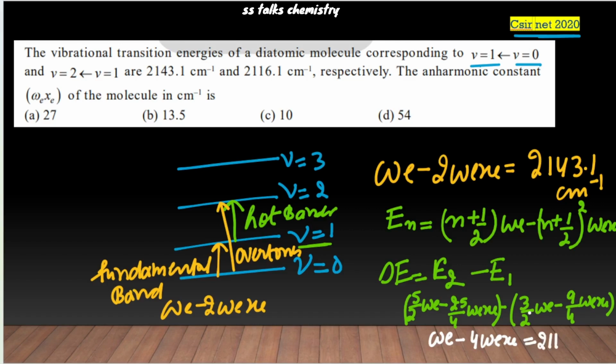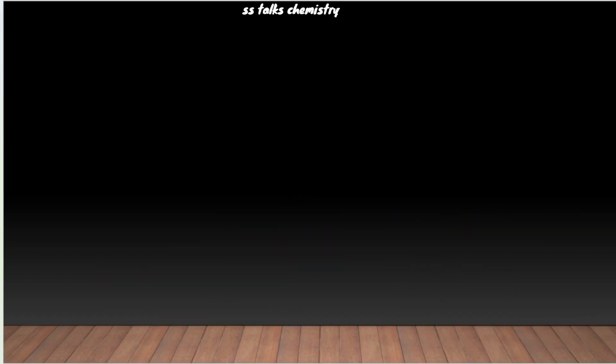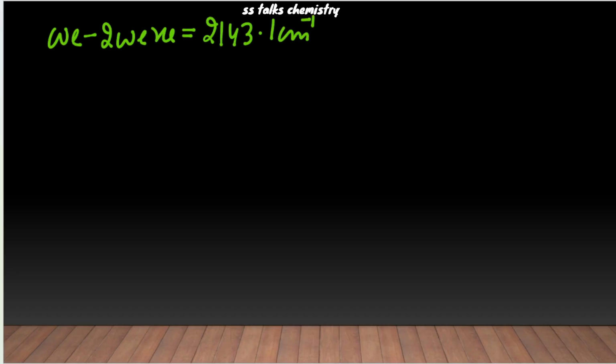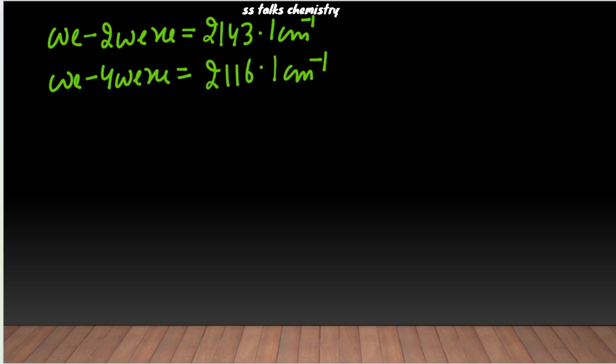and this value is given, which is 2116.1 centimeter inverse of it. Okay. So now I am having the value of omega E minus 2 omega E into XE, which was 2143.1 centimeter inverse, and the other value, which is omega E minus 4 omega E into XE, it is 2116.1 centimeter inverse of it.